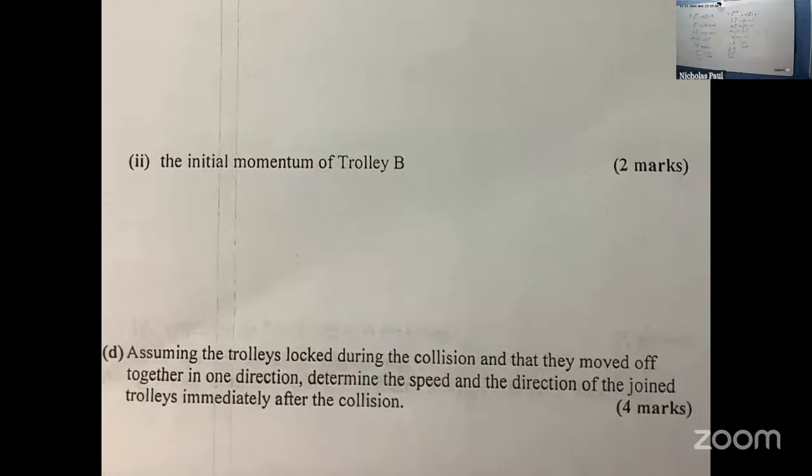Assuming that the trolleys are locked during collision and that they move off together in one direction, determine the speed and direction of the joint trolleys immediately after.